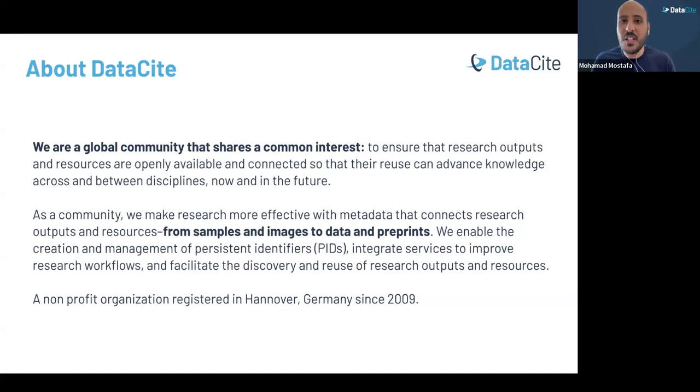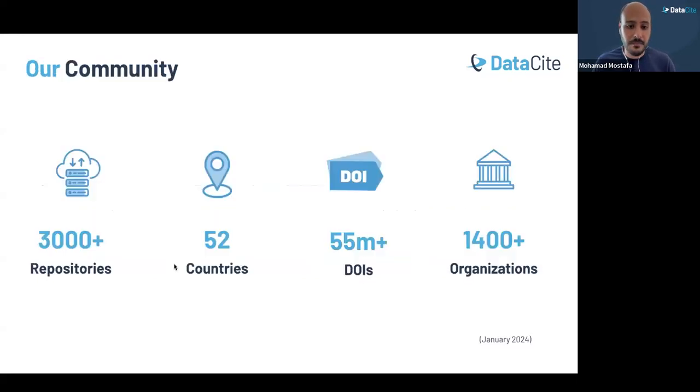So we enable the creation and management of persistent identifiers. We are a DOI registration agency. We provide our members with digital object identifiers. We also built integrated services to improve the discoverability and visibility of the research outputs, as I will explain later in the presentation. On top of that, the end goal is to facilitate the discoverability and reusability of all these research outputs and resources. We are a non-profit organization registered in Germany since the year 2009.